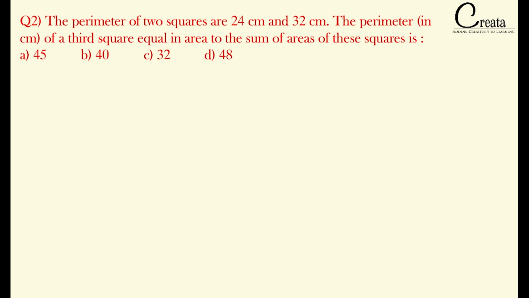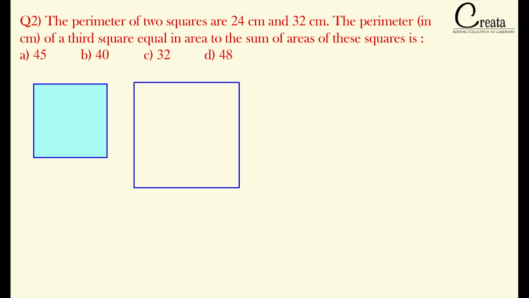Let's approach the question. Our first step, we will visualize and observe the question. Let's study the question. The question is talking about two squares. The perimeter of the first square is 24 cm and the perimeter of the second square is 32 cm.